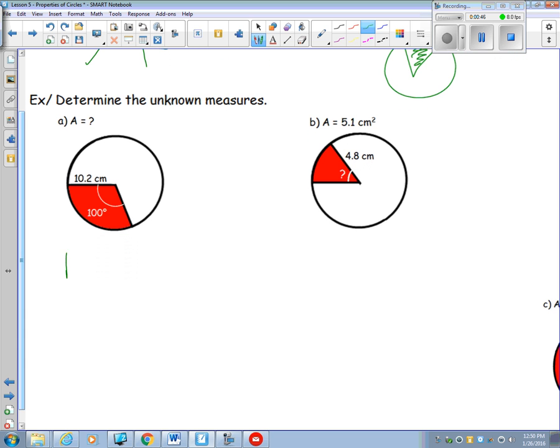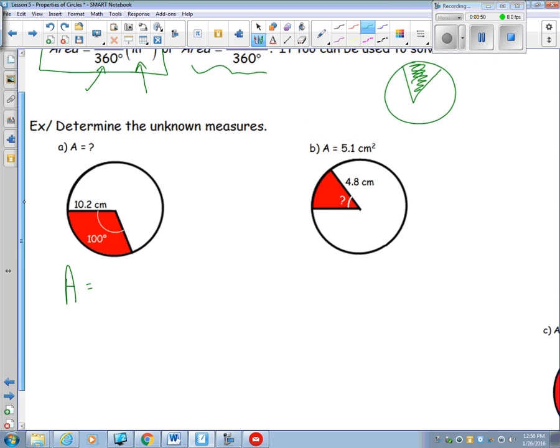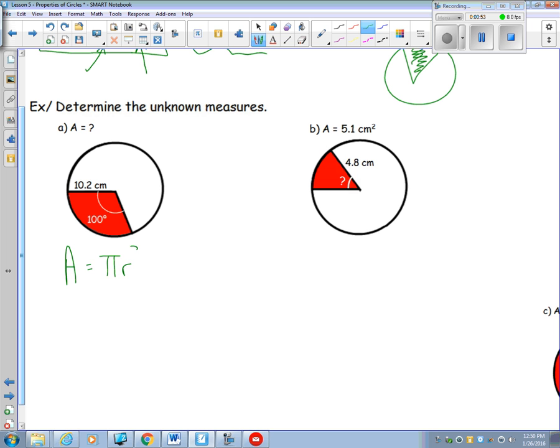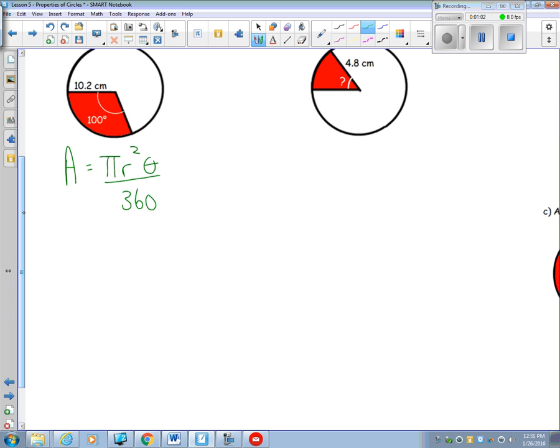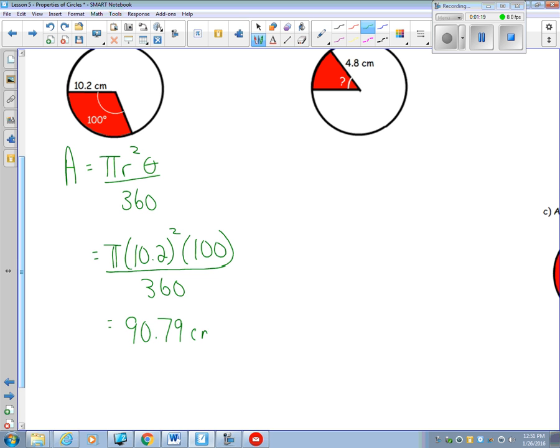So I'm using my equation, my big A for area equals pi r squared theta out of 360. Okay, my area part times my angle part out of the total 360 degrees of the circle. In this question here, we have pi. Our radius is 10.2. The central angle between the two radius is 100 out of 360 degrees. Put that all in our calculator and we end up with 90.79 centimeters squared.